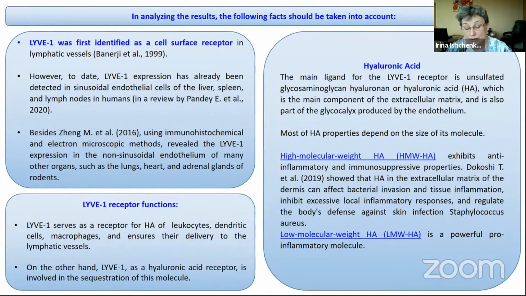So we determined the LYVE-1 expression in the lymphatic vessel endothelium of both the papillary layer of the skin and the deep layers of the dermis. But we also detected a pronounced LYVE-1 positive signal in the cells of the spiny and basal layers of the skin epidermis in patients with eczema and type 2 diabetes.